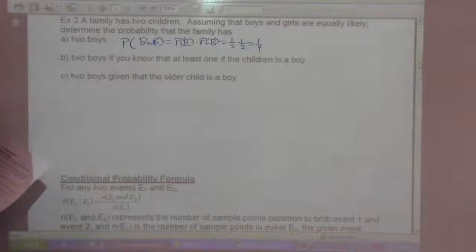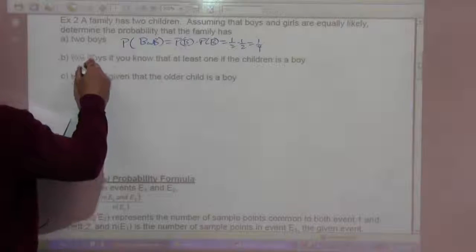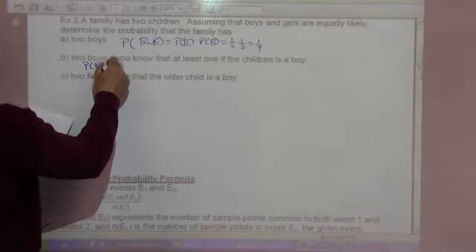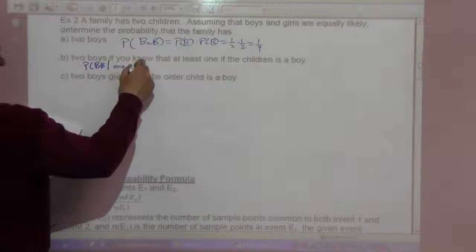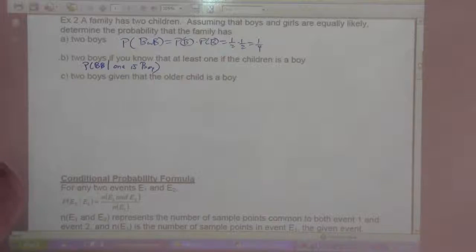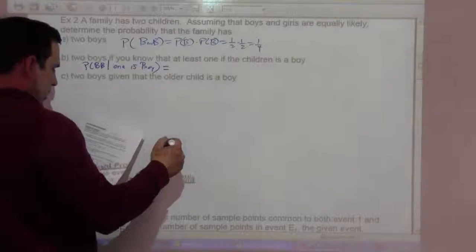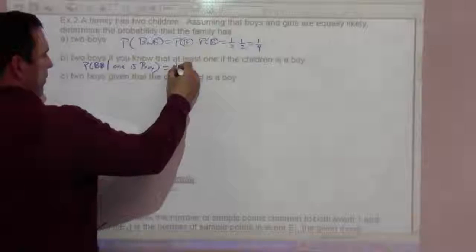Part B: 2 boys, if you know that at least one of the children is a boy. So in this case, we're looking at the probability of boy, given that 1 is a boy. So we know one of the children is a boy already. That means the second one could have been a boy or a girl, and that's going to be 1/2.